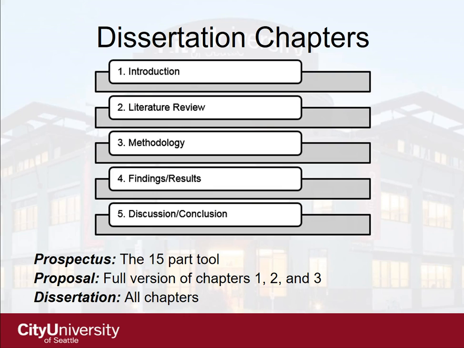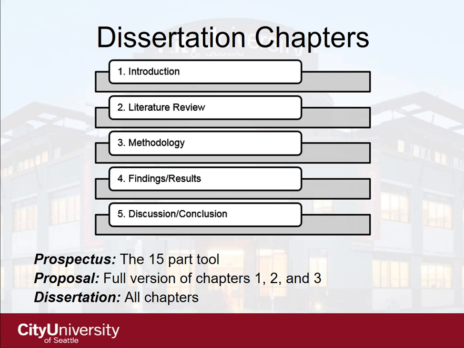Here at CityU, we call it the prospectus. The prospectus is really the 15-part tool that ensures alignment. In some universities, the prospectus is just that, an idea. It is what you think. And so it is the same thing here. We just do it in a format where you don't have to write it out like a dissertation. We just use a table, and I'll show you that table here in this presentation.